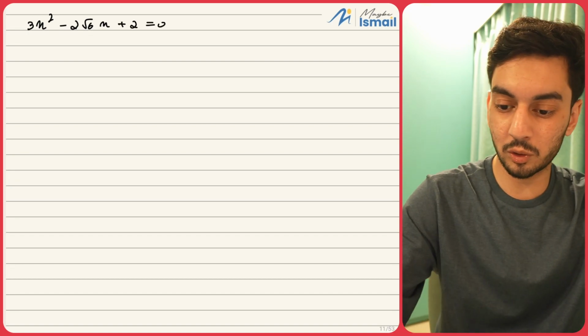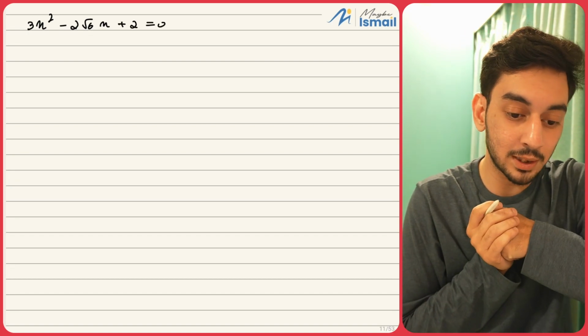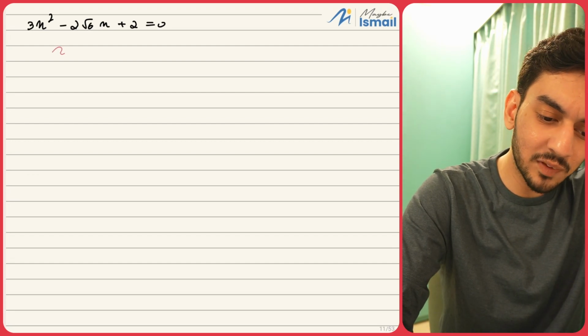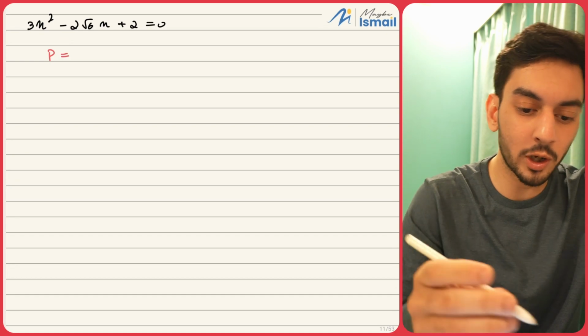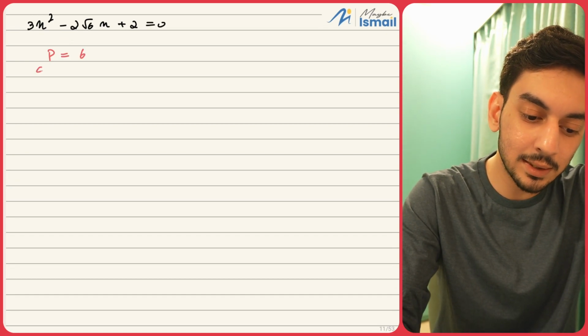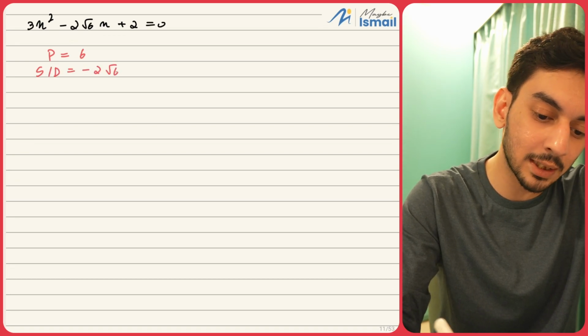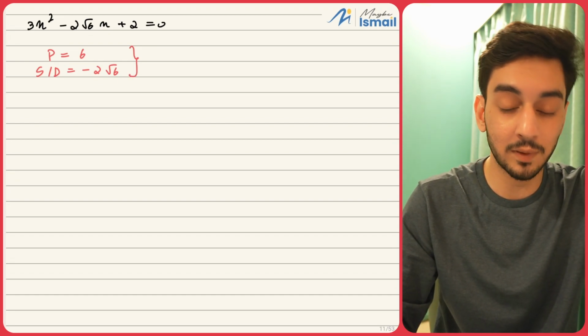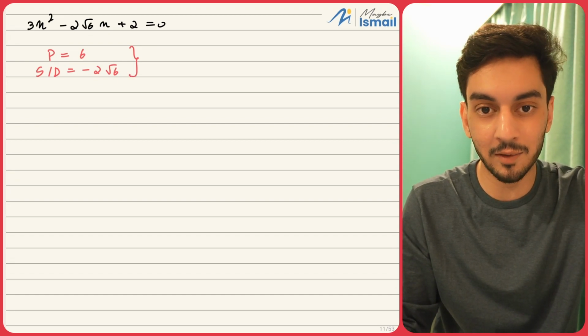This also sweats a lot of people because there is a square root over here. How do I do it? Let's just figure out the product and the sum and the difference. The product is first number times the last number, which is 3 times 2, which is 6. And the sum or the difference is supposed to be the middle number, which is negative 2 root 6. Now I just need to think of two numbers. When I multiply them, I get a 6. When I add or subtract them, I get a negative 2 root 6.